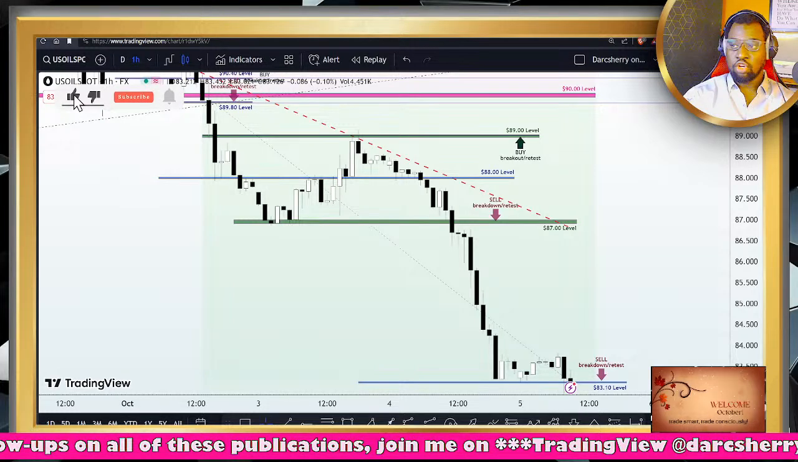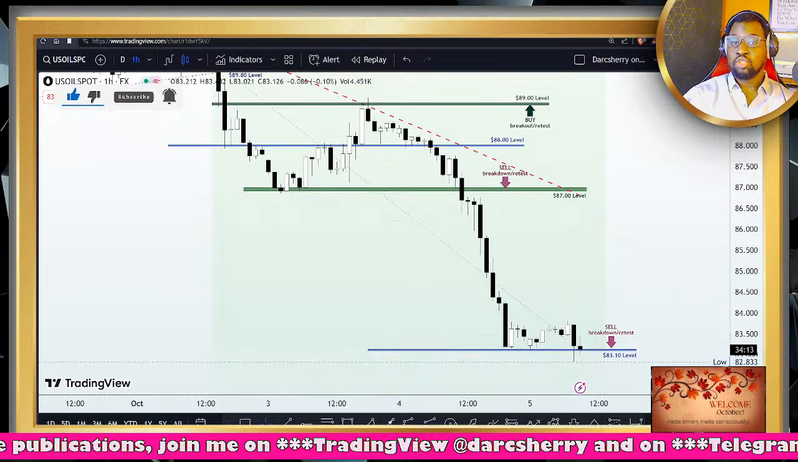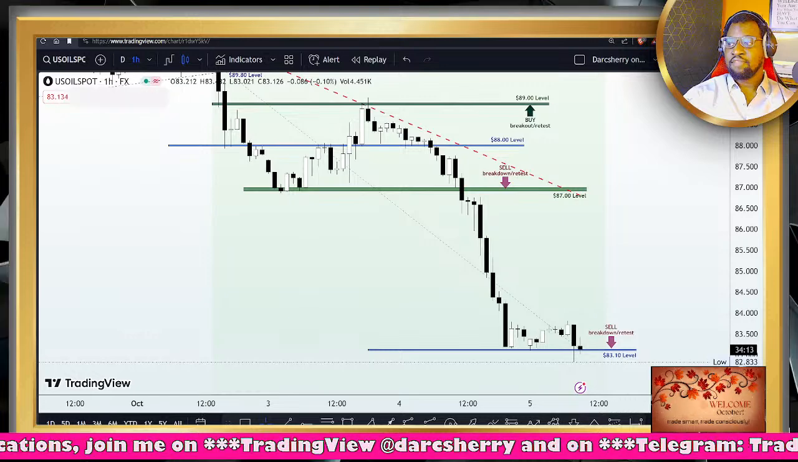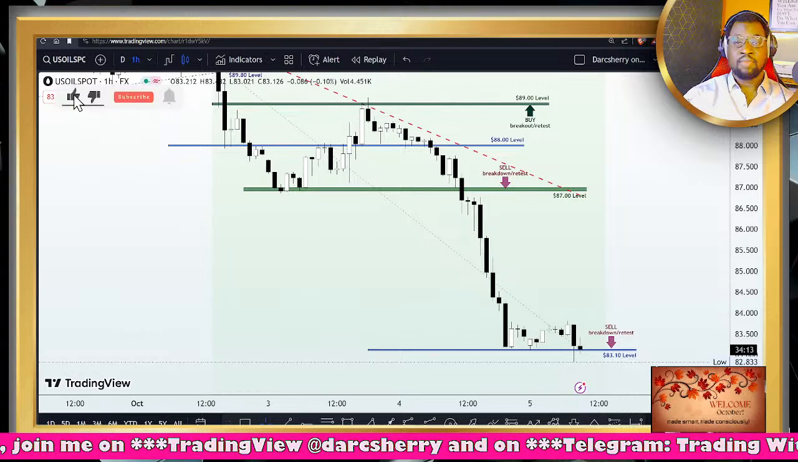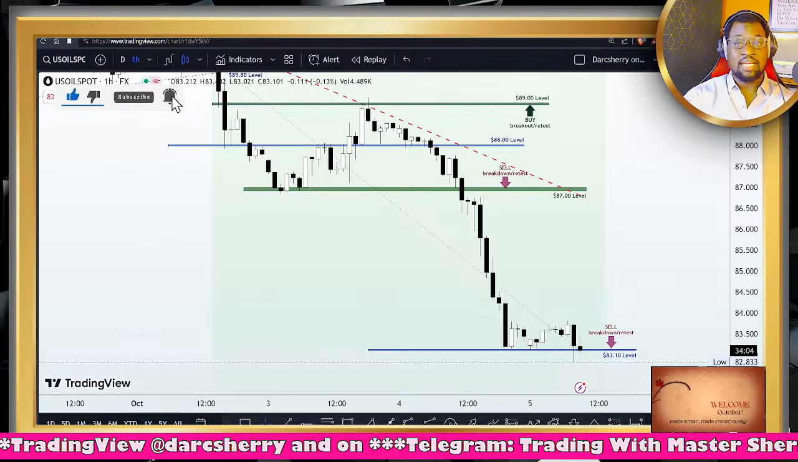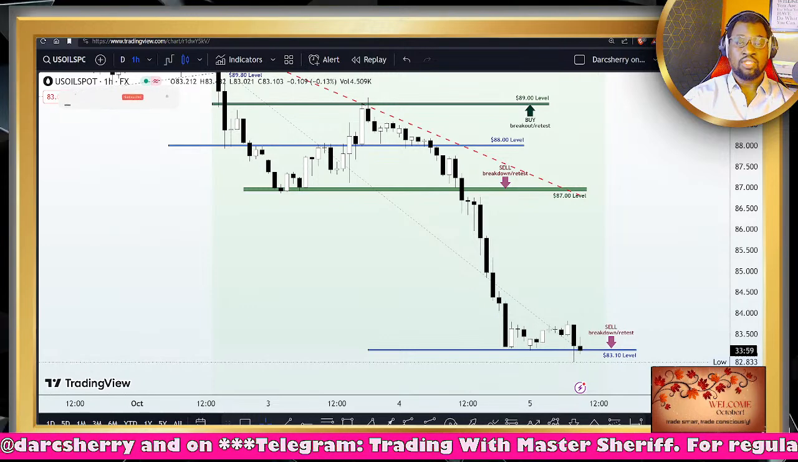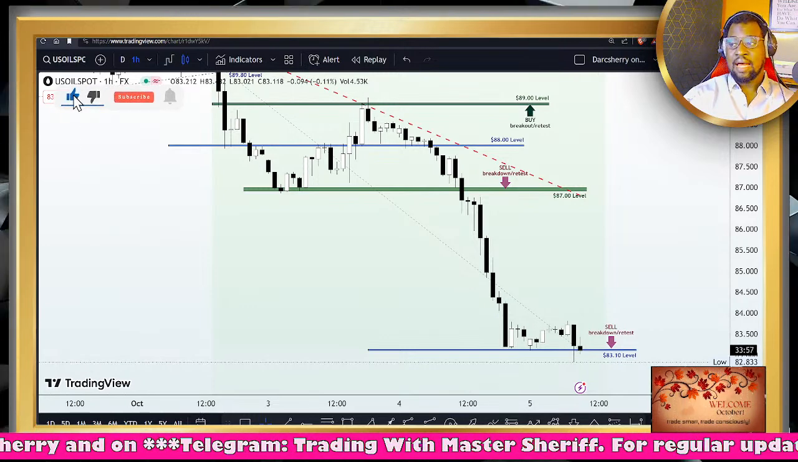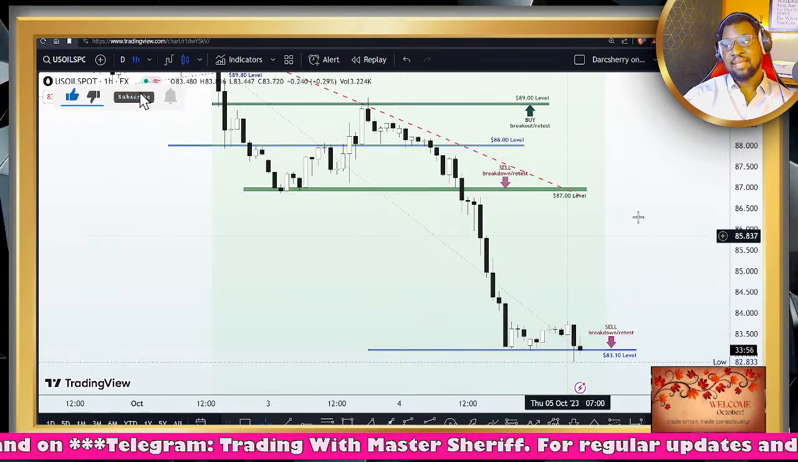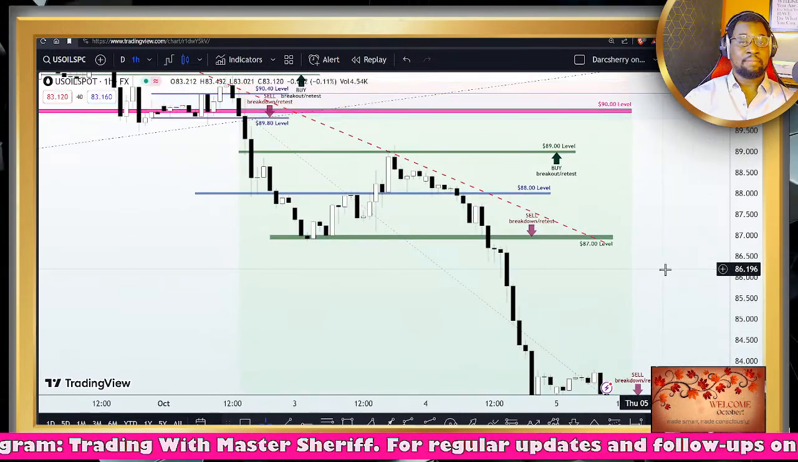So the first asset we are going to be looking at this morning is going to be the US Oil Spot. And for those who are with me on both my TradingView and Telegram platforms, you definitely must have gotten an update as regards how we are going to be managing our position on the US Oil Spot for today.